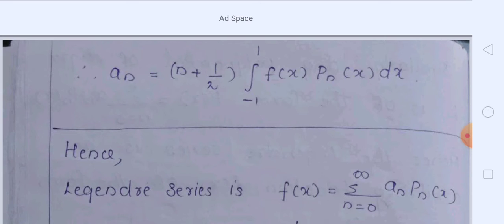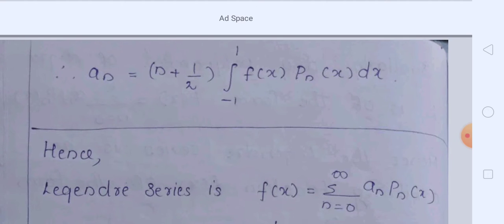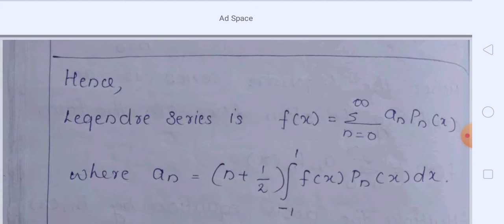Therefore, the Legendre series can be written as f(x) equal to the sum over n varying from 0 to infinity of an into Pn(x), where an equals (n + 1/2) times the integral from minus 1 to 1 of f(x) Pn(x) dx.